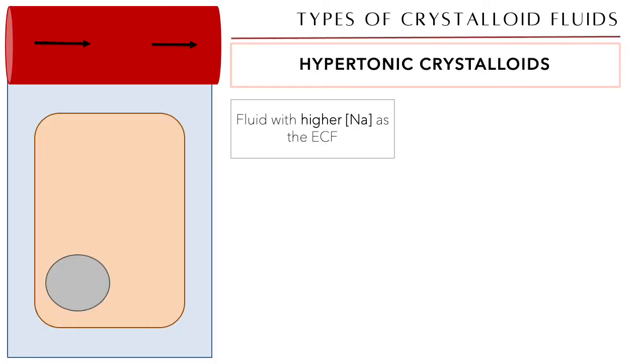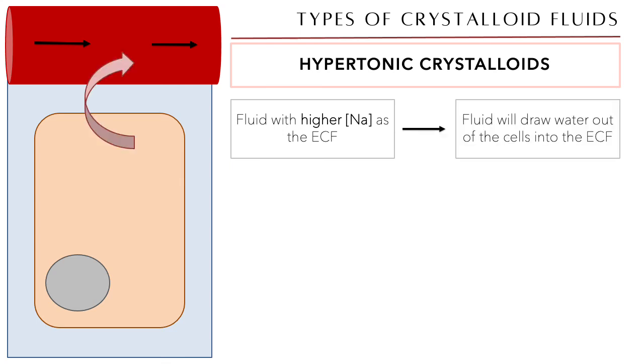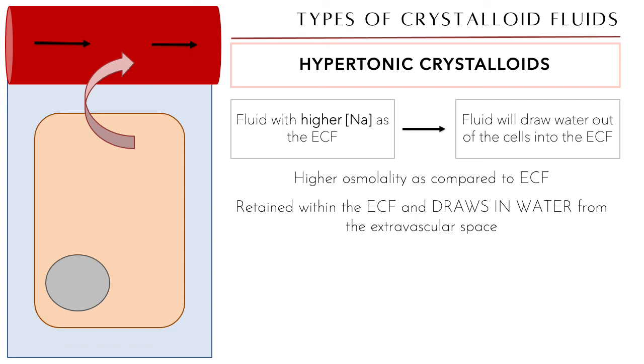All right. So hypertonic crystalloids. So basically the reverse of hypotonic. The fluid in this fluid has a higher sodium concentration than the ECF. So kapag mas mataas yung osmolarity sa blood vessel, where would the water go? So the water in the cells will be drawn out into the ECF to balance things out, right? So the hypertonic crystalloids would be retained within the blood vessel and it draws in water.